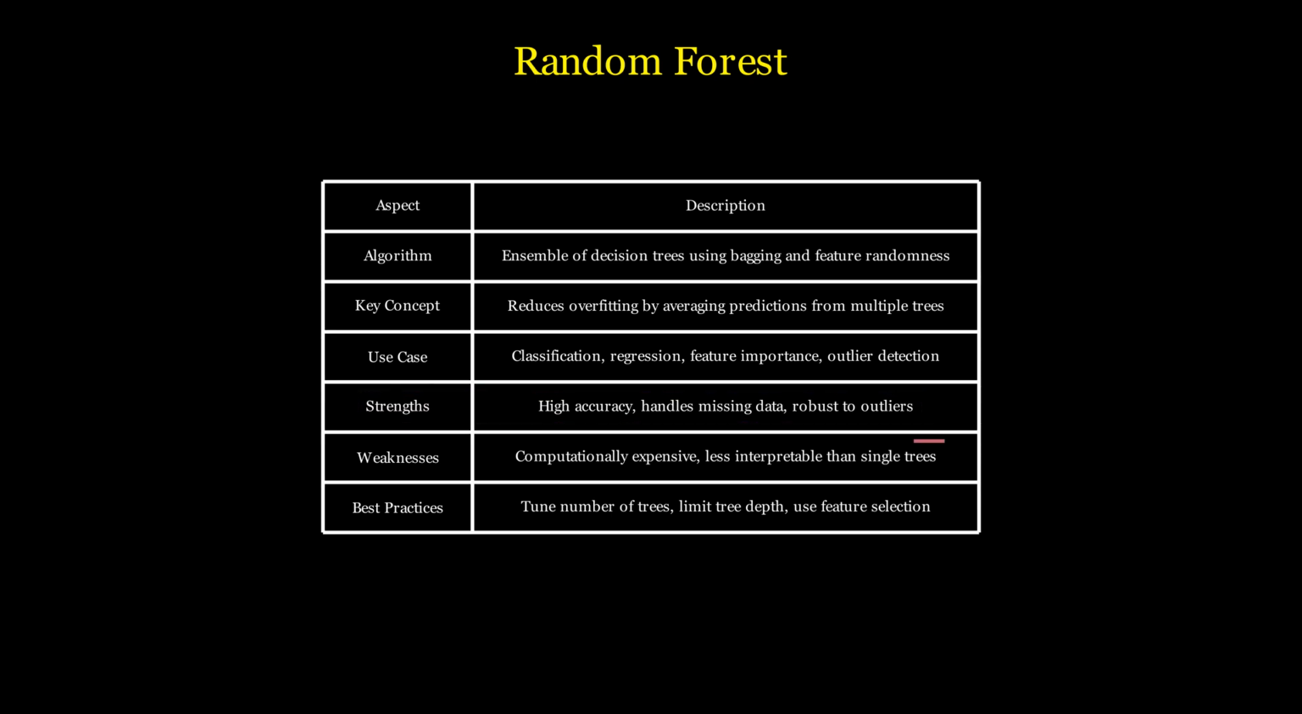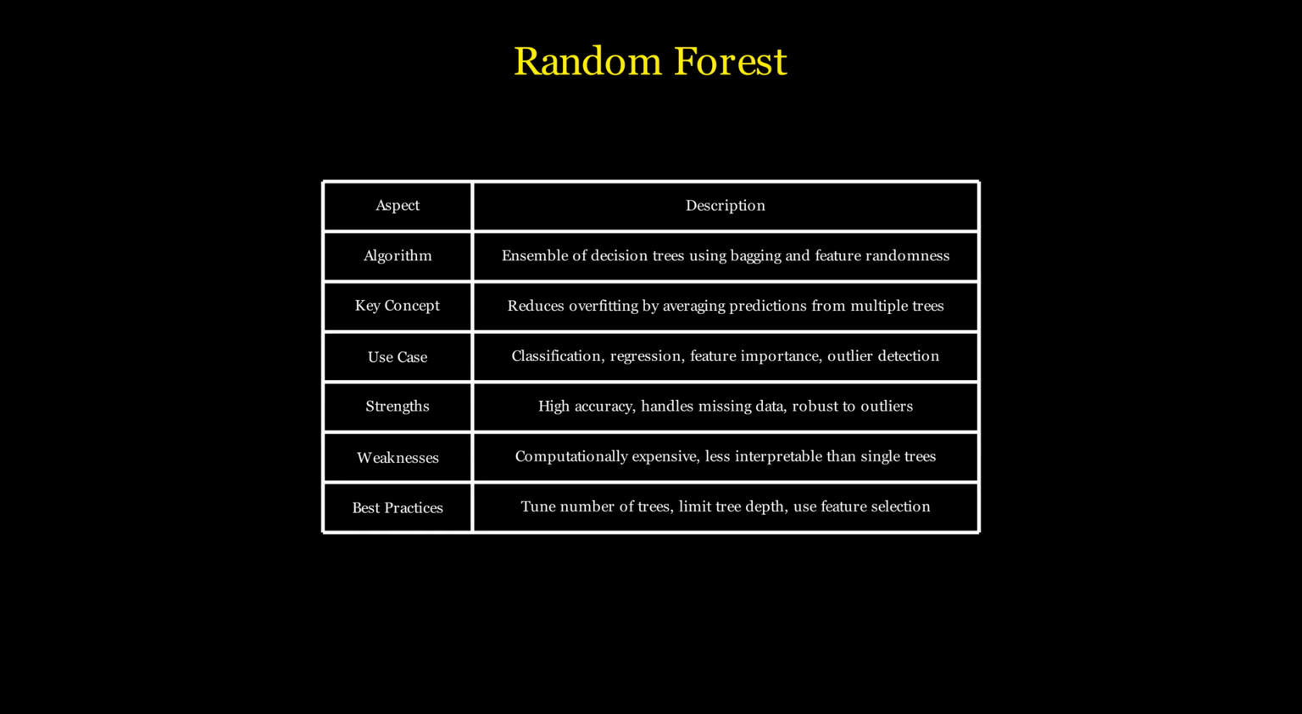However, random forest can be computationally expensive, especially with a large number of trees and features. It is also less interpretable than a single decision tree due to its ensemble nature. To optimize random forest, it is recommended to tune the number of trees, limit the depth of individual trees, and use feature selection to reduce training time and improve performance.